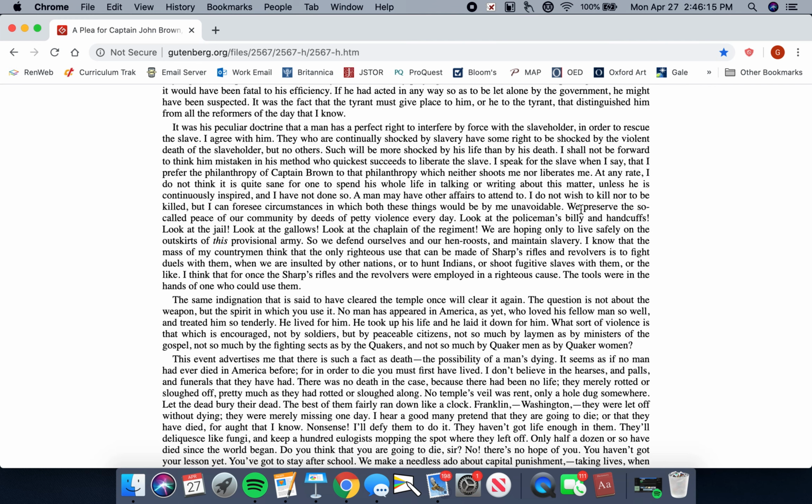He says, we preserve the so-called peace of our community by deeds of small violence, petty violence, every day. Look at the policeman's billy and handcuffs. The billy club. So modern day would be, look at the cop's handgun. Why does a cop carry a gun? Well, to protect himself while enforcing the law. Well, what would justify his use of those violent measures to enforce the law and defend himself from a criminal? Obviously, the moral justification that he is keeping the peace and serving the public.